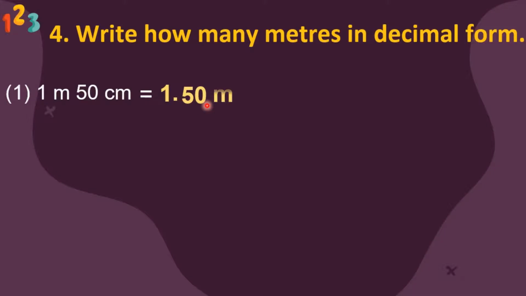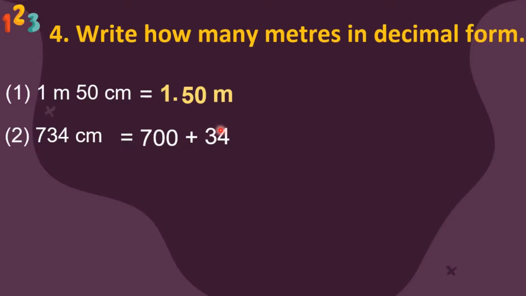Next we have 734 centimeter, and this we have to write using decimal form. So 734 centimeter can be also written as 700 plus 34 centimeters. We know that 1 meter is equal to 100 centimeter.